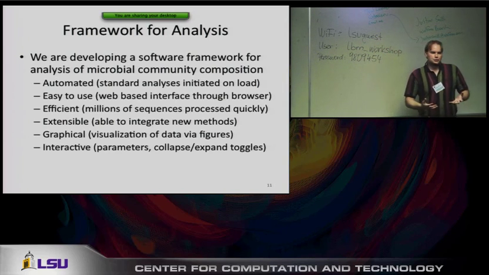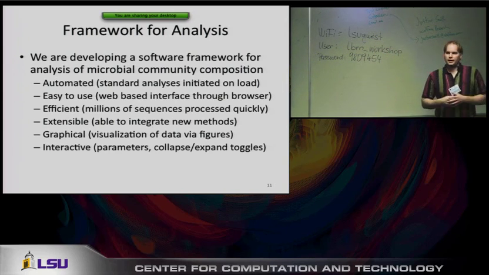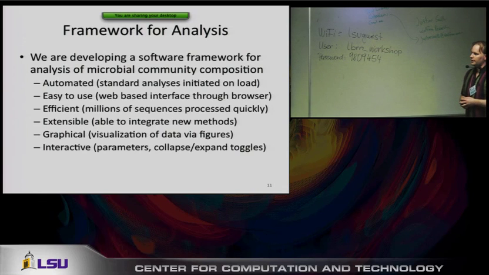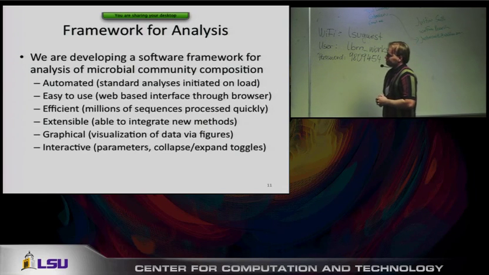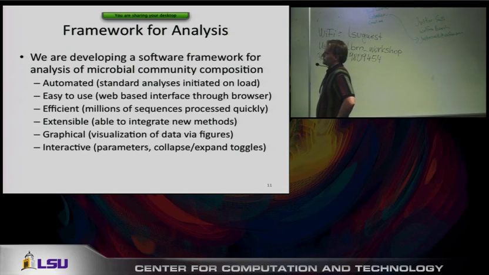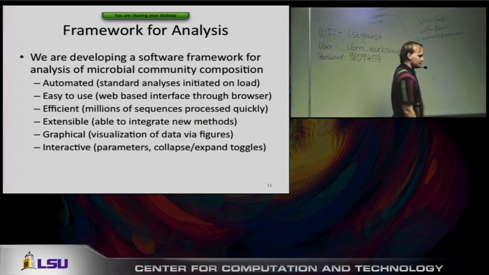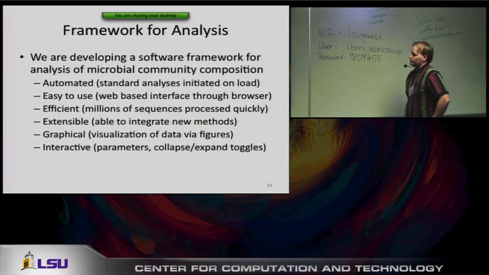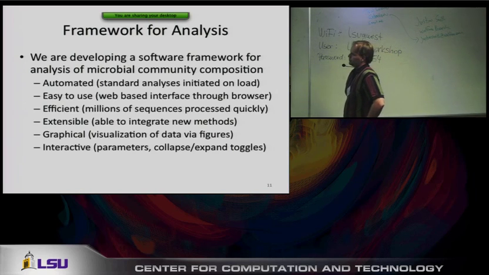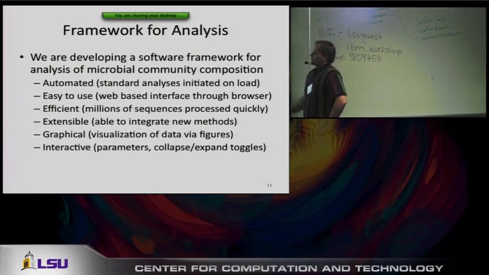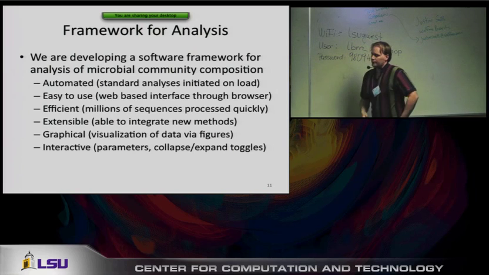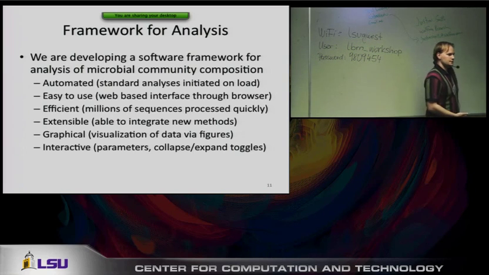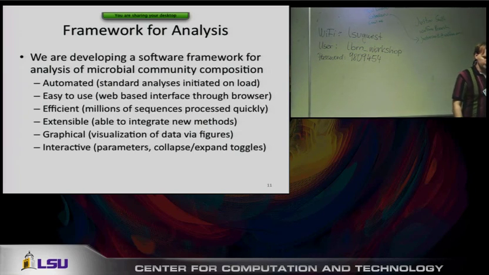We wanted it to be very easy to use, so we built a web-based interface through a web browser. Our server can actually be accessed just by Internet Explorer, Firefox, whatever the user wants, and the actual framework is running on a server machine. We wanted to be efficient, so we wanted to be able to process millions of sequences very quickly, and we know that this is going to grow and grow as sequencing becomes cheaper and cheaper. We also wanted it to be very extensible, so if there are new methods, it would be easy to integrate them into our framework.